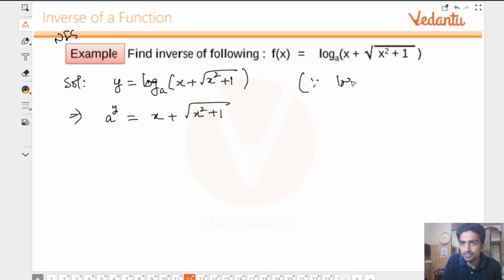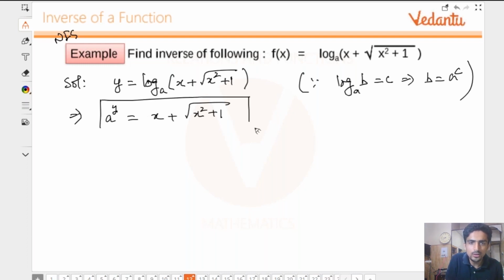Because if log of b to the base a is c, then b is nothing but a to the power c. Using this, I just removed the log. Now you need to proceed from here and try to express x in terms of y. You have 5 minutes. Do it.